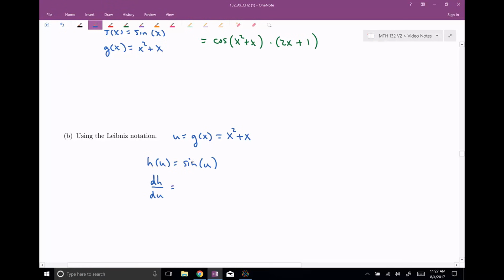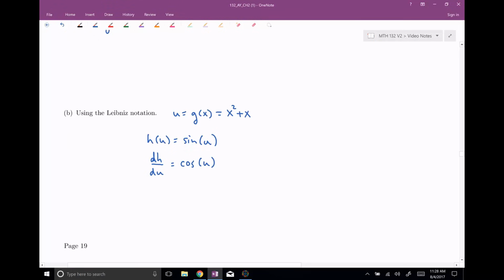And we have it in terms of u. Great. So the derivative of sine is cosine. And if you'd like to, the derivative of u, with respect to u, would be 1. So if you considered a chain rule here, this would be just times 1. So that's the derivative of h with respect to u.